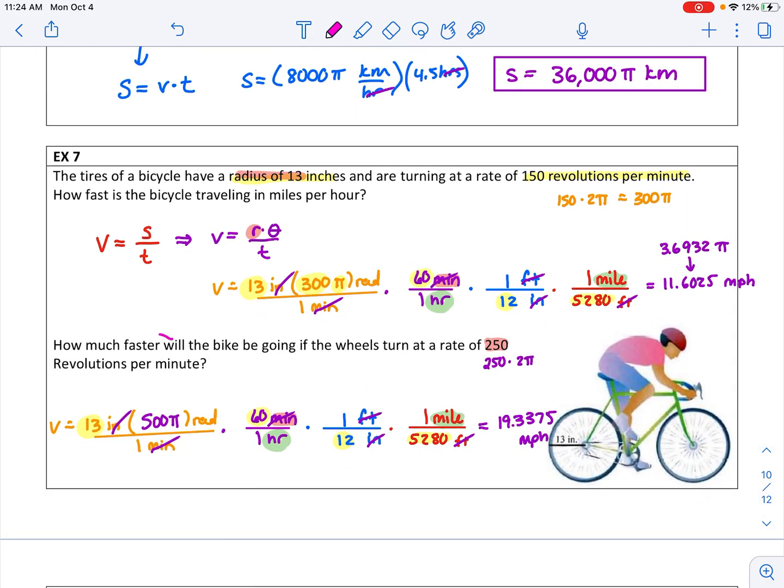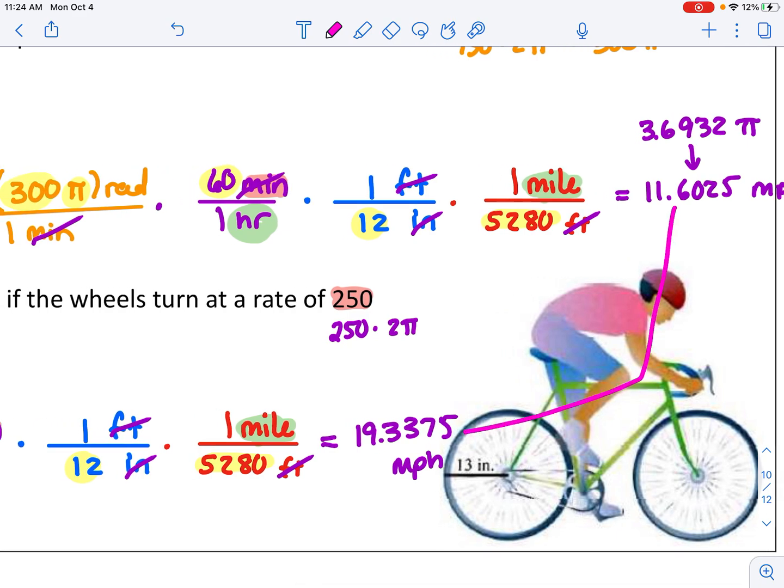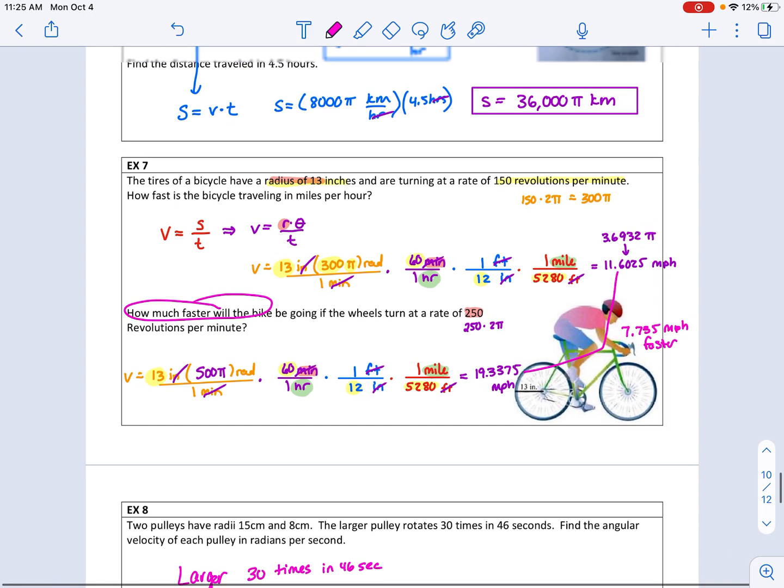From here, they're asking for how much faster will the bike be going? So we're just going to take these two answers we got and subtract them, and that will give us a difference of 7.735 miles per hour faster. That's quite a bit faster on a bike.